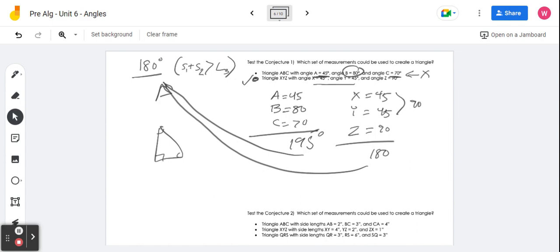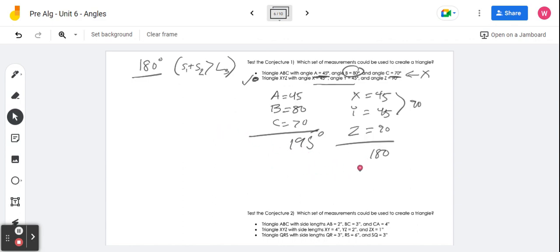Let's take a look at tested conjecture number 2. Which set of measurements could be used to create a triangle? Once again, let's go ahead and erase all this extra. Remembering our two key ideas for today, our angles have to be equal to 180 degrees, and then the two shortest sides have to be greater than or equal to, just like we saw with that right angle, the longer side.